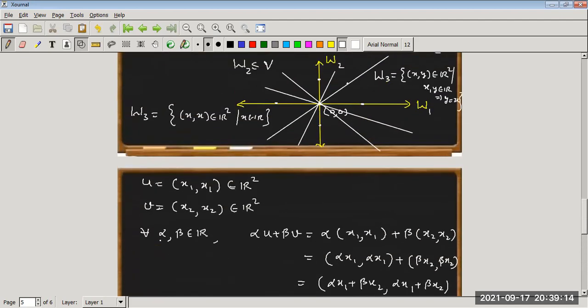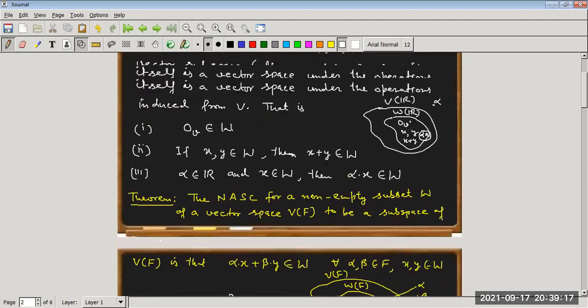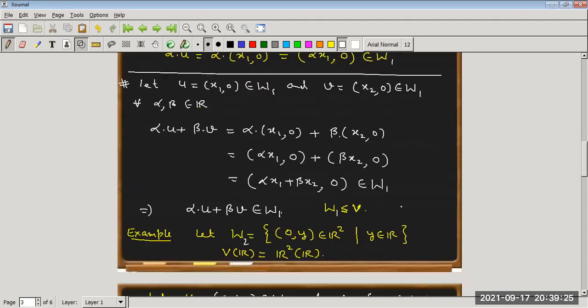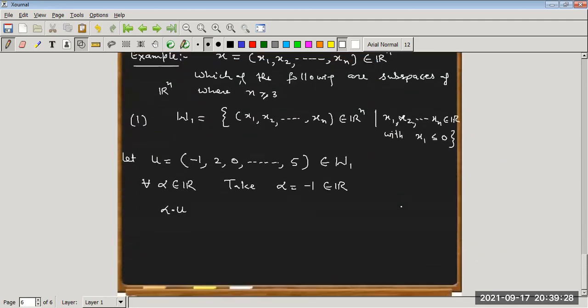If we take any alpha in R and x in W, then alpha dot x must be in W. So we have to check whether it is closed under scalar multiplication or not. Alpha dot u is -1 times (-1, 2, 0, 5). And what we get is -1 times -1 becomes 1, -1 times 2 becomes -2, 0, and -5.